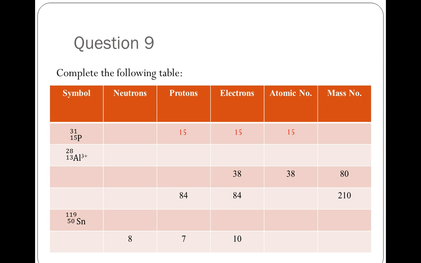Now you know that the number above the atomic number is a mass number, so therefore the mass number is 31, and the number of neutrons would simply be the mass number minus the number of protons, so 31 minus 15, or 16. Next row.